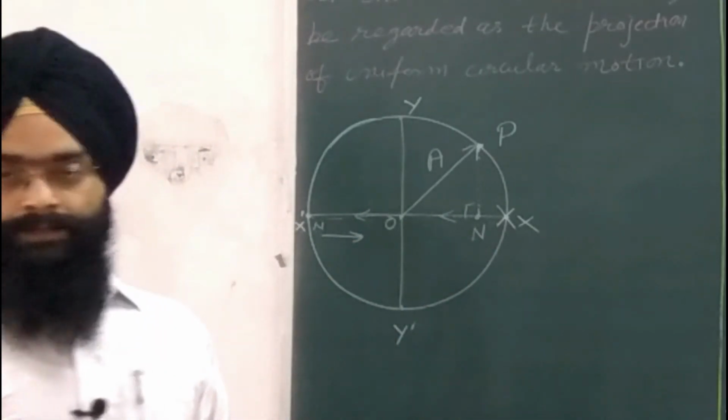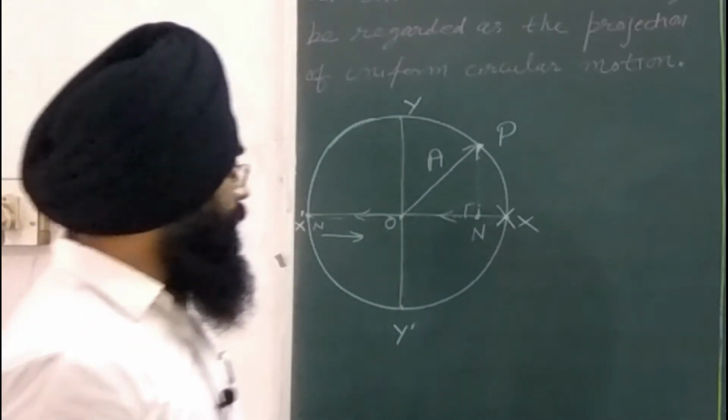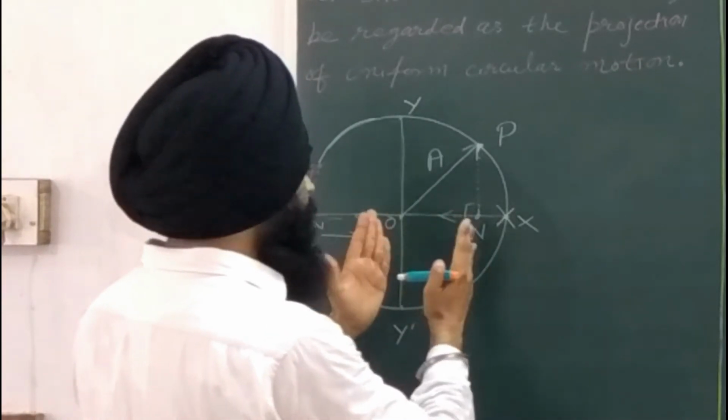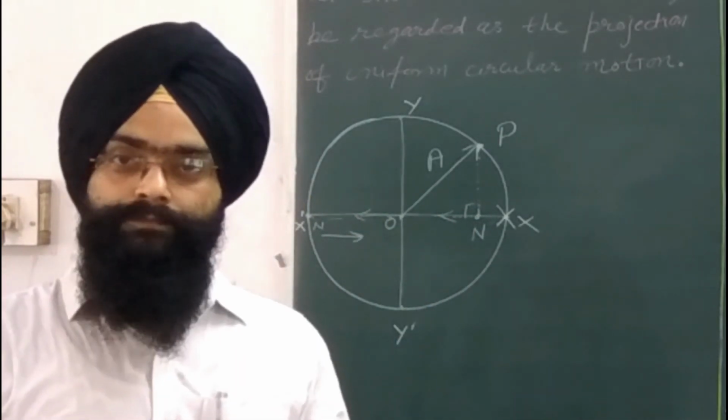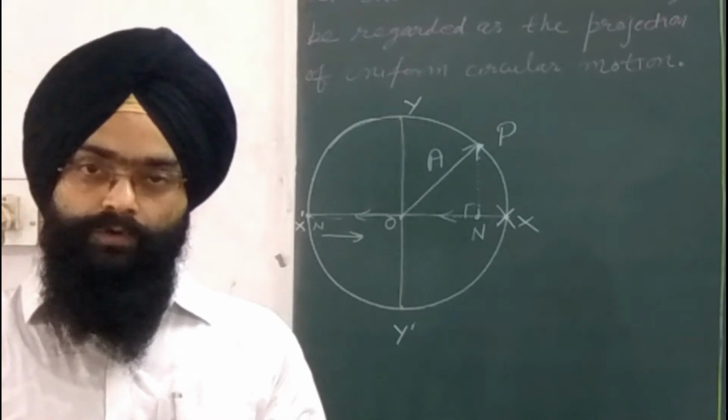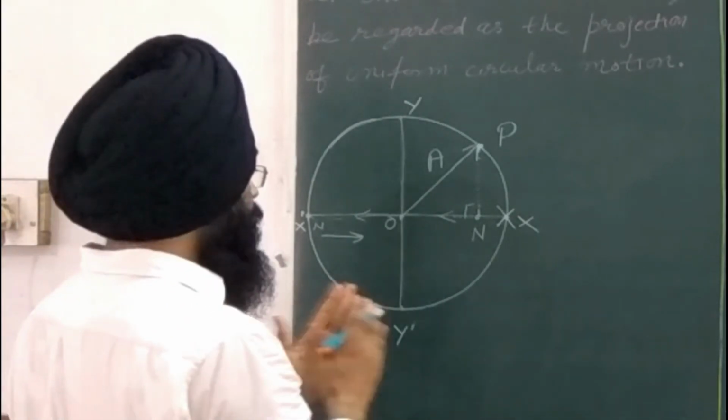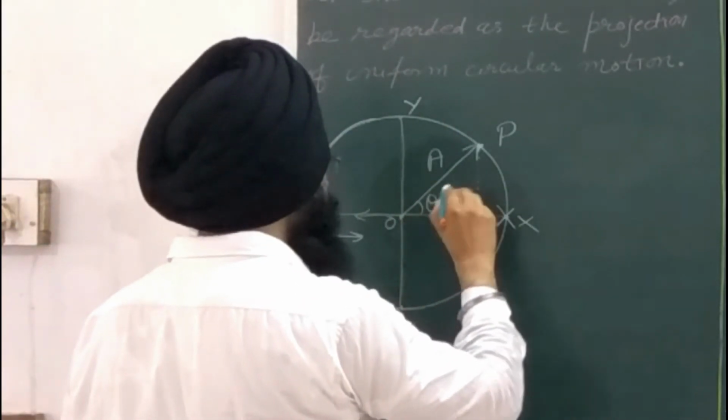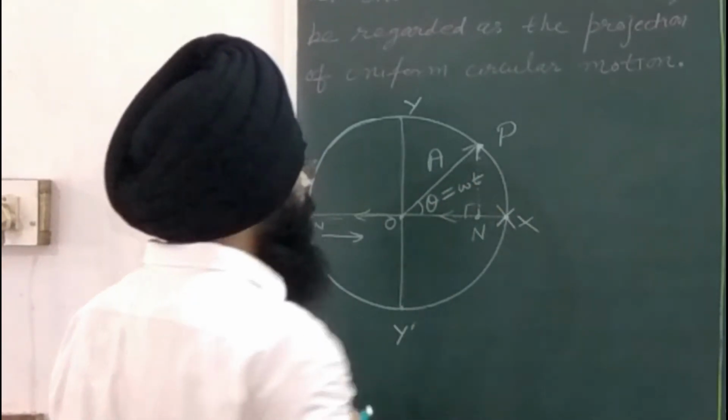So basically, the point to understand here is that this ON represents the displacement of the simple harmonic motion. We can see that if this angle is theta, you can consider it as omega t.